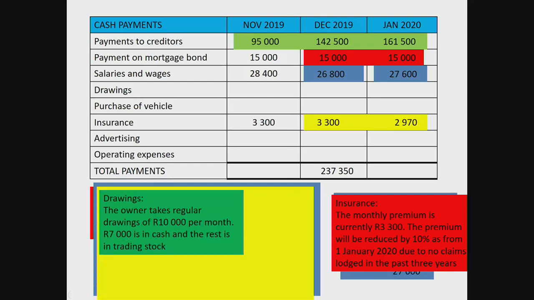Okay, so let's look at the drawings. What's the owner doing? It says the owner is taking drawings of 10,000 rand per month. 7,000 rand is cash and the rest is in trading stock. So the drawings of the trading stock, that is seen as a non-cash item. The 3,000 rand is only the value of the trading stock. We want to know how much cash the owner is taking, and he's taking 7,000 rand cash, but in total it is 10,000 rand in drawings. But how much cash drawings is it taking? Only 7,000. So those figures will just be 7,000 each and every month.